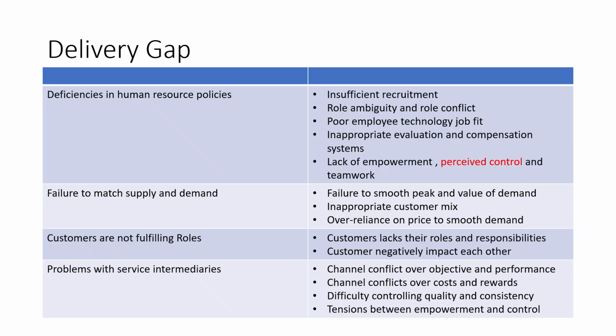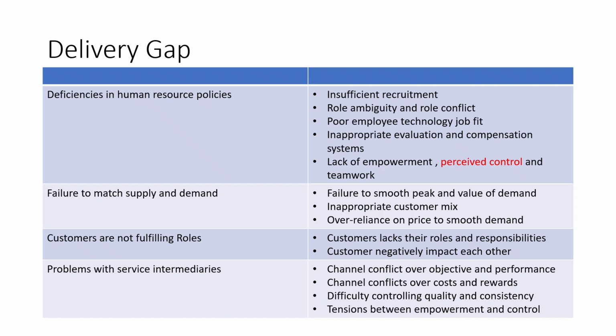The third one is the delivery gap, which is caused by human resource policies, failure to match supply and demand, customers not fulfilling their roles, and also problems with service intermediaries. And so we have insufficient recruitment. Sometimes organizations do not hire enough staff or do not hire people with the right skills and attitudes. So this leads to employee overload, poor service, and inconsistent performance.